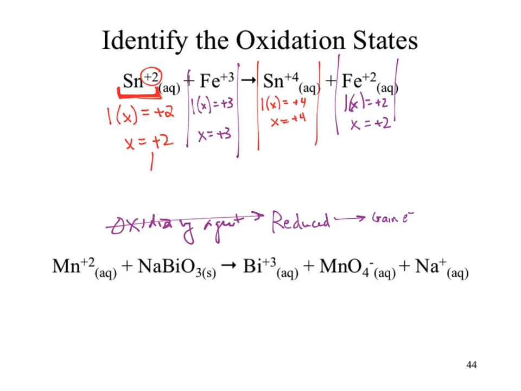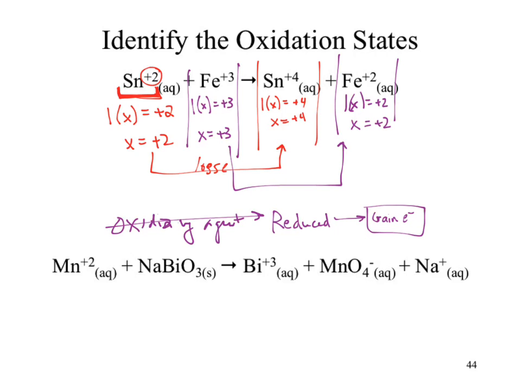What happened to the tin plus 2? It went from a plus 2 to a plus 4. How does that happen? It lost electrons, right? That was a loss of electrons. Well, what am I looking for? A gain of electrons. So if it's not the tin plus 2, it's the other one. Okay, so let's check the other one.